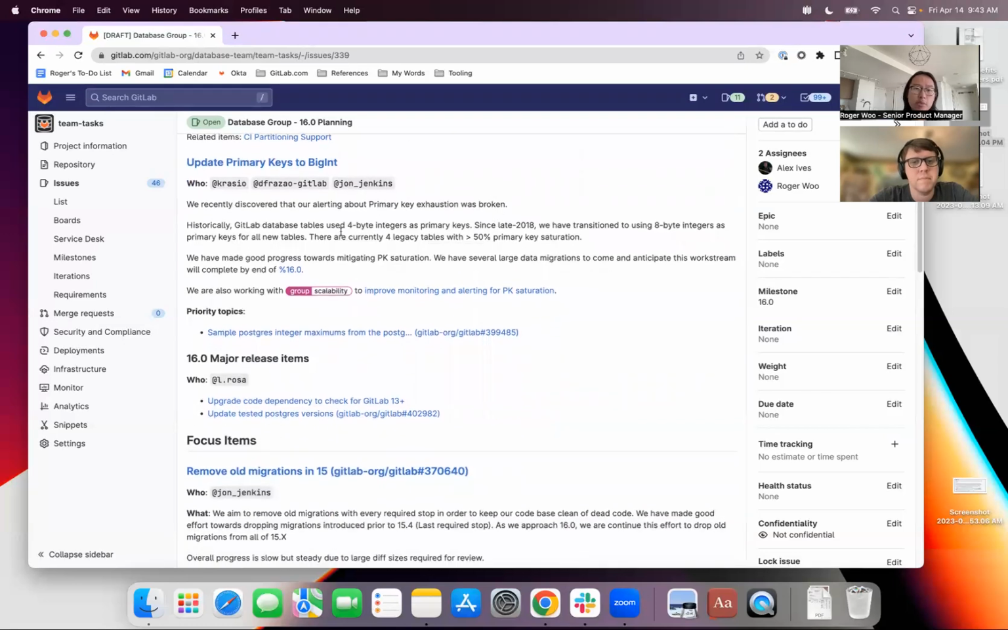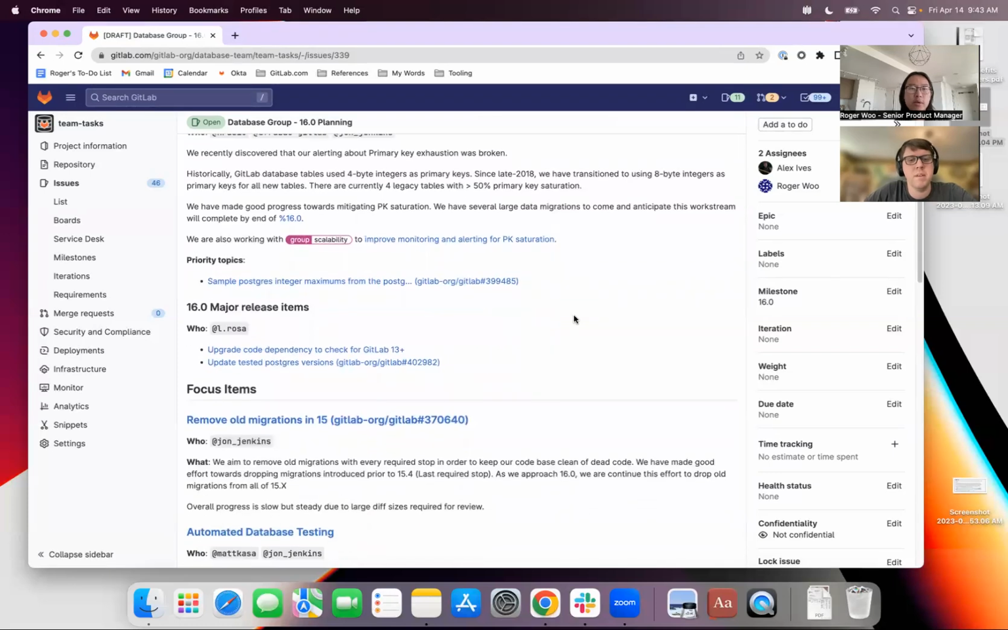The other big area we want to focus on here is upgrading primary keys to big integers. We've been working on this for a few milestones now, and we are coming closer to the end of some of our top priority tables. One additional area we want to highlight is that we want to also mitigate primary key overflows for all of GitLab generally. And so we're working with group scalability to improve our monitoring and alerting to ensure that we are migrating additional tables in time.